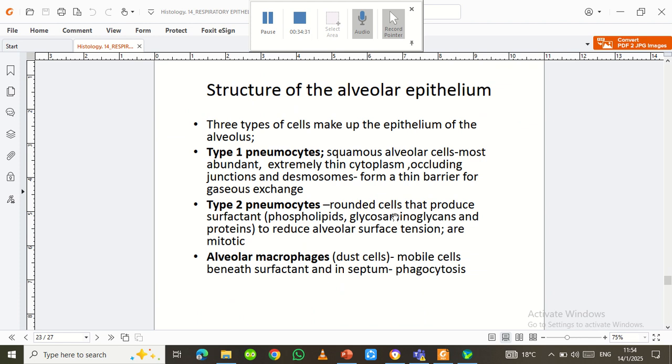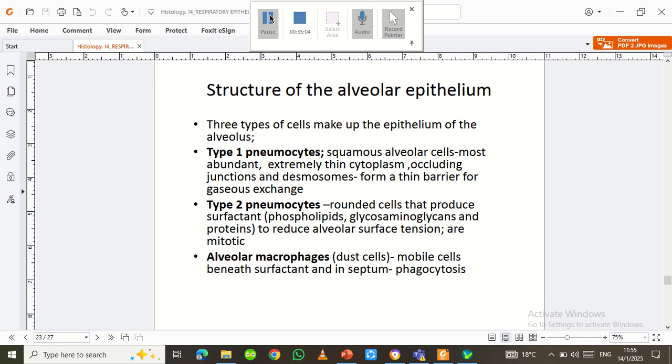the structure of an alveolar epithelia is divided into two. Take note of this. So basically, there are three main cells that are within your alveola. So mainly you're going to have three types of epithelium cells, right? So the first one, you're going to have type 1 pneumocytes, type 2 pneumocytes, and alveolar macrophages.